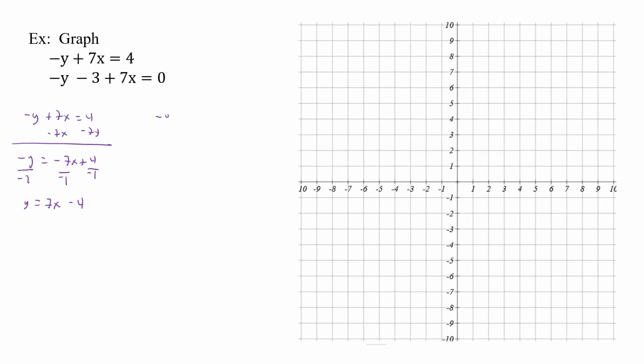Same thing on this one, minus y minus 3 plus 7x equals 0. Well, this time it's going to be easier just to take the y to the other side. And so now we have a negative 3 plus 7x equals y, or y equals 7x minus 3.